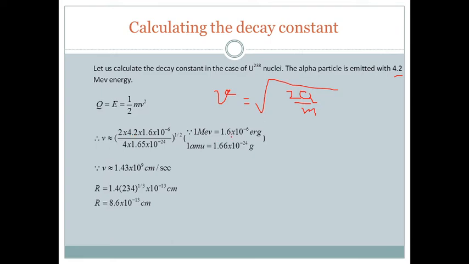4.2, I have multiplied it by 1.6 into 10 raised to minus 6 to convert it to CGS unit, divided by M. What is M? 4 AMU. I am taking approximately 4 AMU. Normally you can take the mass as the atomic number for approximation. So the atomic number of the alpha particle is 4. So 4, and I am converting into grams, I have to multiply it by 1.65 into 10 raised to minus 24. So finally I get velocity as 10 raised to 9 centimeter per second.